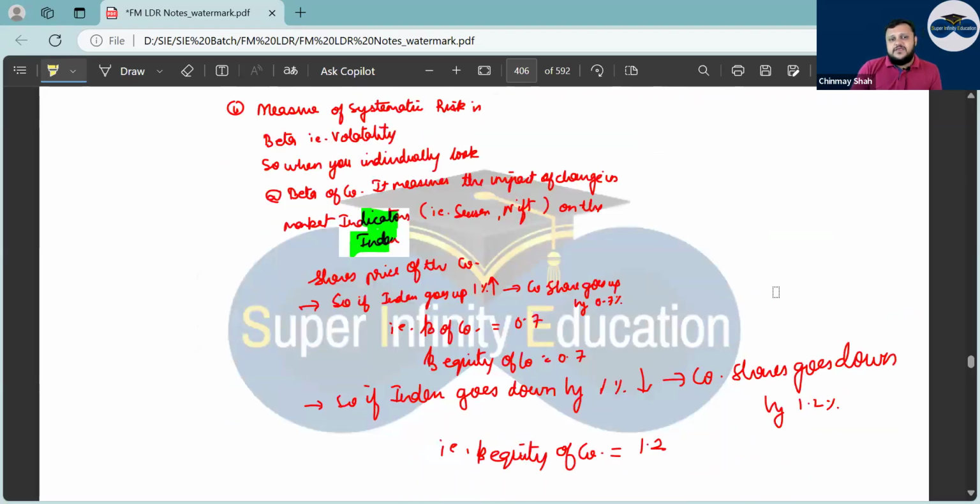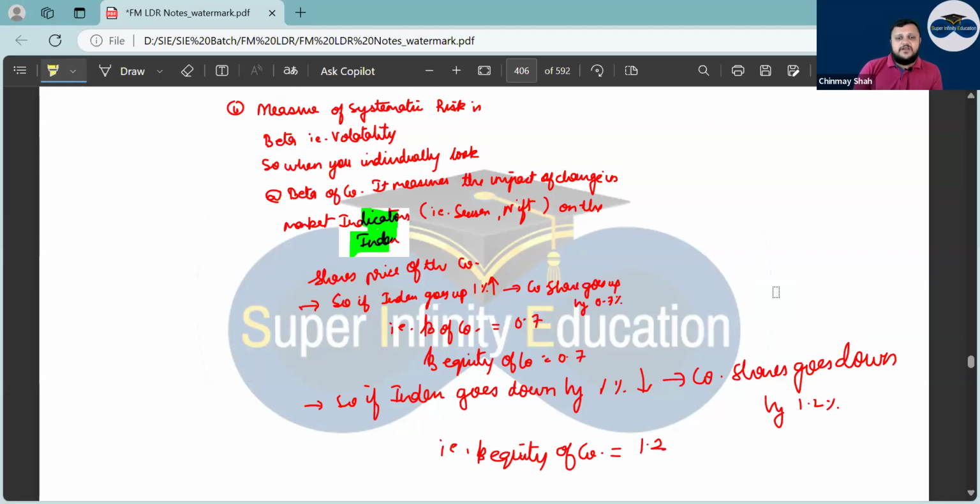What is beta basically? If the market goes up by 1%, how much does the share price go up by? If it goes up by 0.5%, that means beta is 0.5, right? If it goes up by 1.5%, then beta is 1.5, right? That means if the market goes up by 1% or goes down by 1%, how much will be the impact on the share price? That is beta.